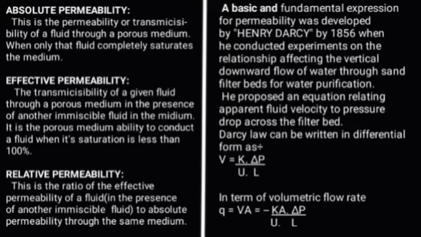For effective permeability, it is the transmissibility of a given fluid through a porous medium in the presence of another miscible fluid in the medium. It is the porous medium's ability to conduct a fluid when its saturation is less than 100%. Effective permeability is related to more than one fluid, whereas absolute permeability is related to just one fluid or a single phase. Effective permeability relates to more than one phase.